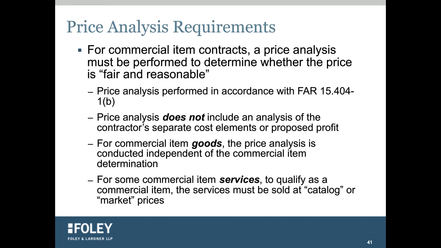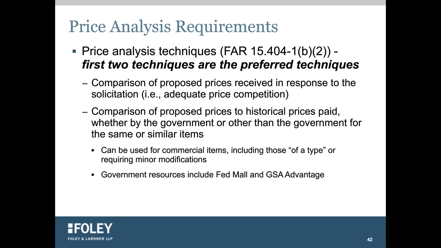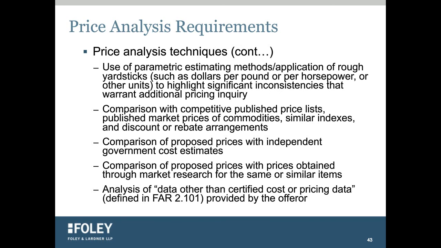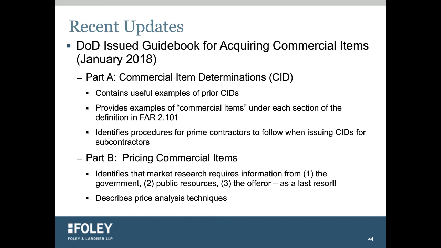In January of 2018, the Department of Defense issued a guidebook for acquiring commercial items. Part A talks about commercial item determinations, and Part B talks about pricing commercial items. It's important if you're a commercial item contractor to review this. I find it extremely helpful because it has a lot of great examples of commercial item determinations the government has previously made, and it gives examples for each of those definitions of a commercial item in FAR 2.101. It gives examples of what is and is not considered to be a commercial item based on the government's real experience in determinations they've issued.